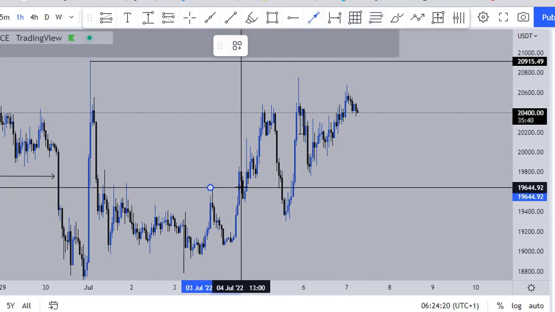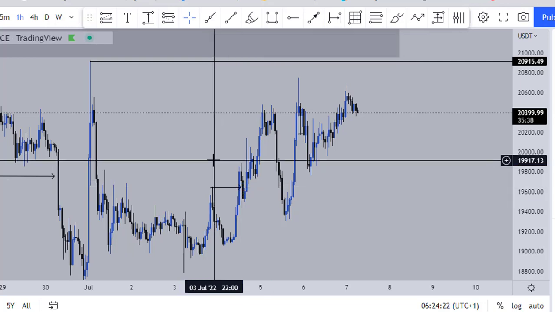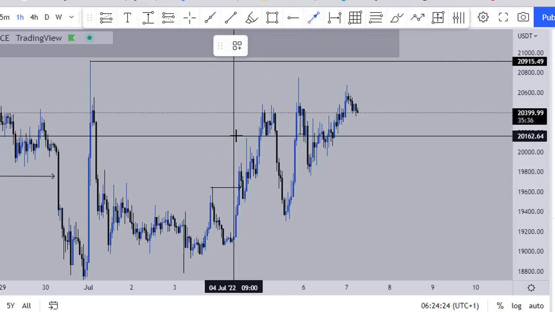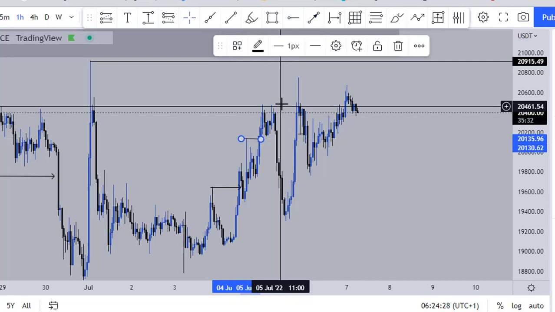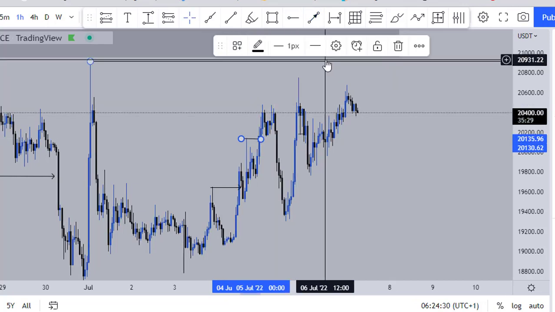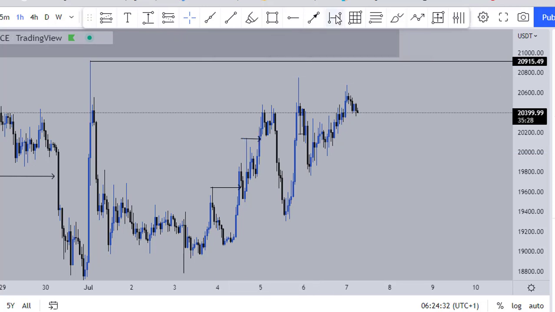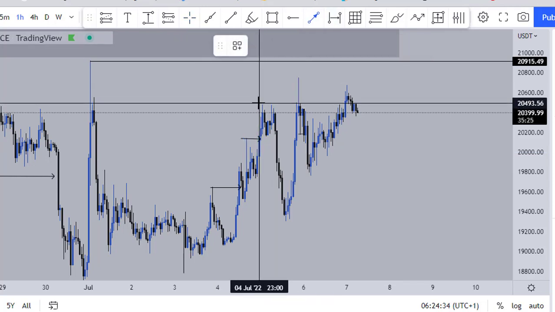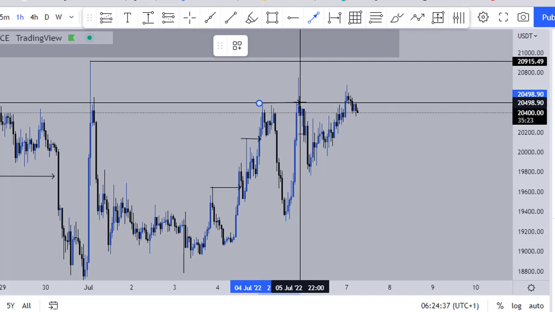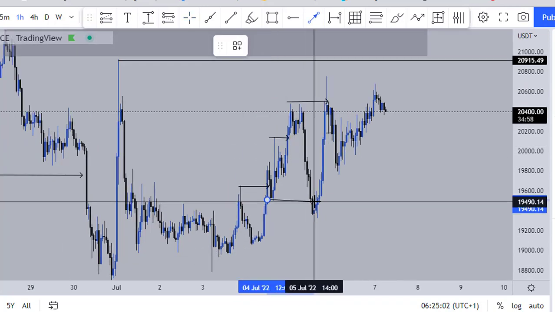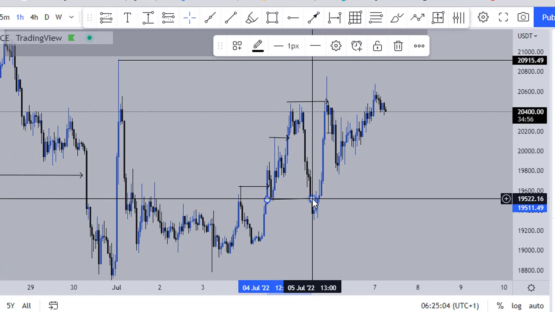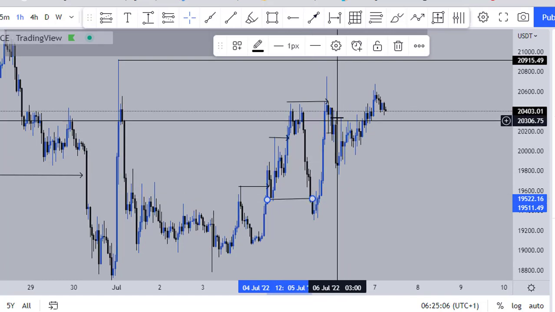You see we broke structure here. That was a structure break. This was another structure break right here. So this was another structure break. So here we did not break structure. Here we didn't break structure right here. Let me show you. We did not break structure here. So what am I expecting? Since we didn't break structure here, we broke structure to the downside. You can see we broke structure to the downside right here. So now we had this pullback when we broke this structure.